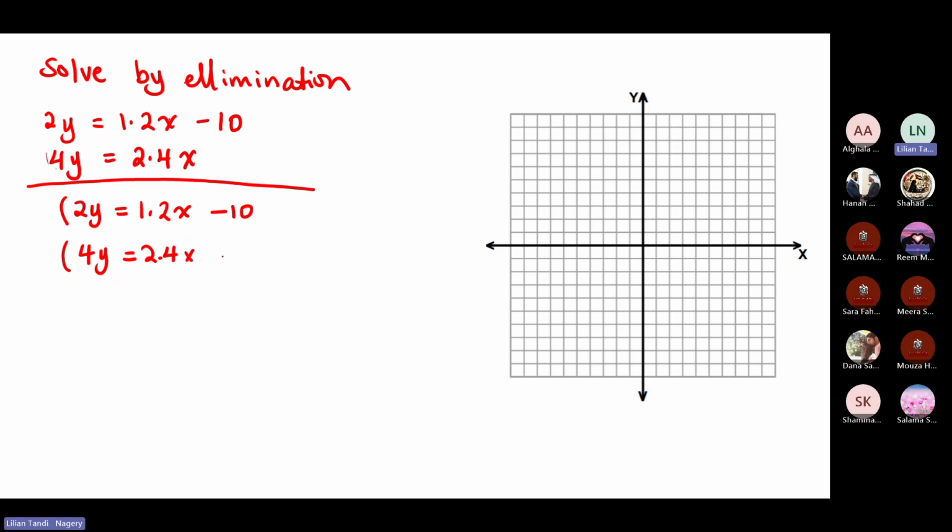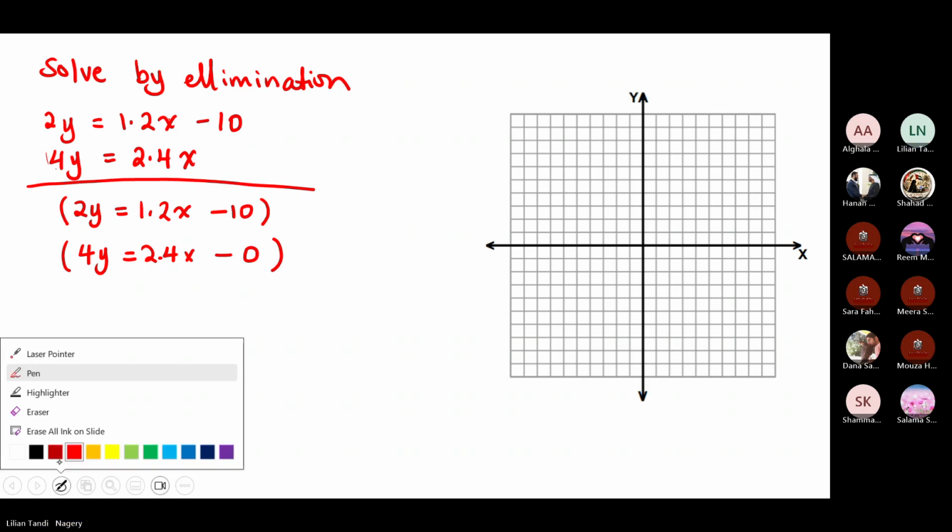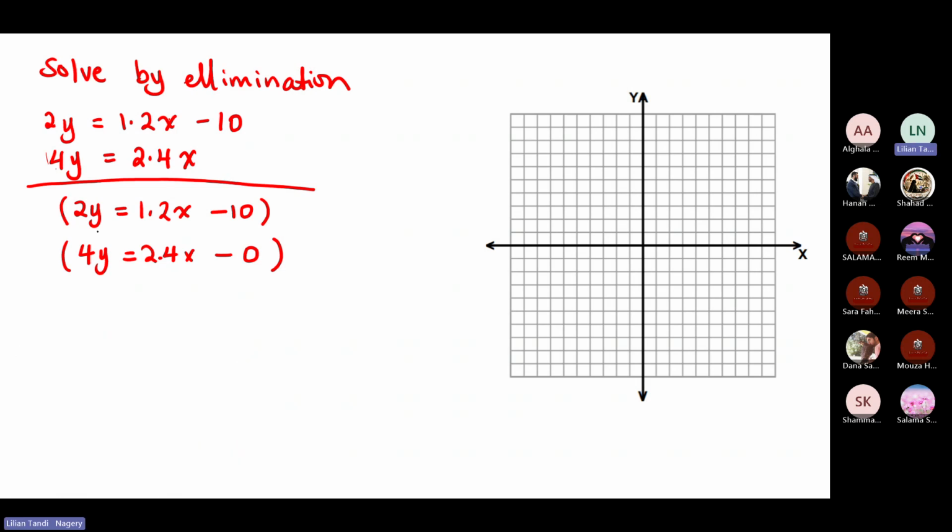And because there's no rakam here, I will put 0. Whether I add or I minus, it will not affect my equation. Now, because I choose to eliminate y, I am going to use these rakams. This ithnena will come here. This arba will go here. So this is how I will do. Then I will do distributive property.